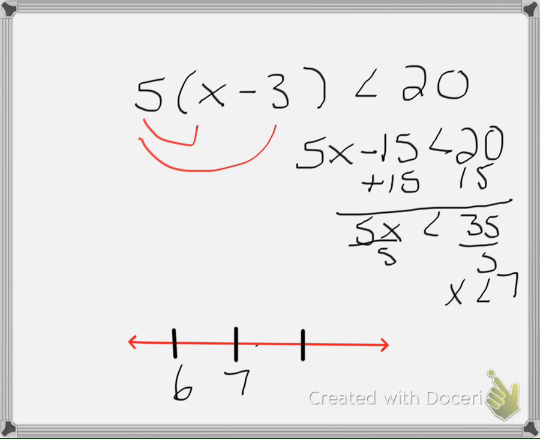6, 7, 8. When the little pointy part faces the variable, it's less than. The numbers that are less than 7 are to the left. I do not fill the circle in because there was no line underneath my inequality sign here. It's just the inequality less than.